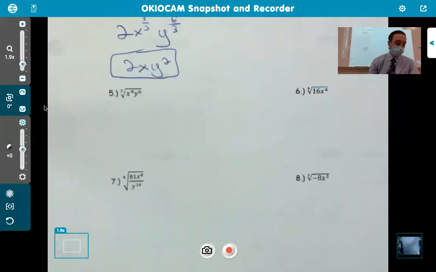Example 5, what's my index? 3. Do I have a constant term here in example 5? Is there anything I need to take the cube root of? No, right? So I just move right on to my variable terms. Well, I have x to the 9th power. I'm taking the cube root of that. How's that going to simplify?